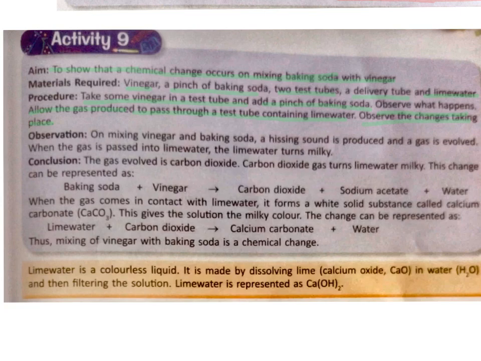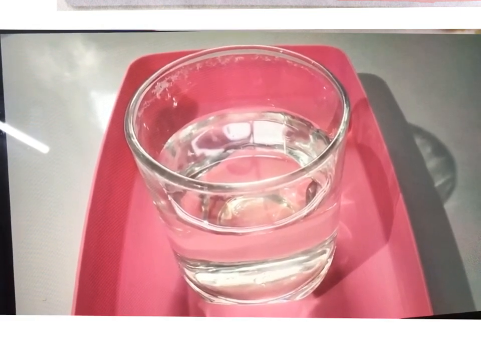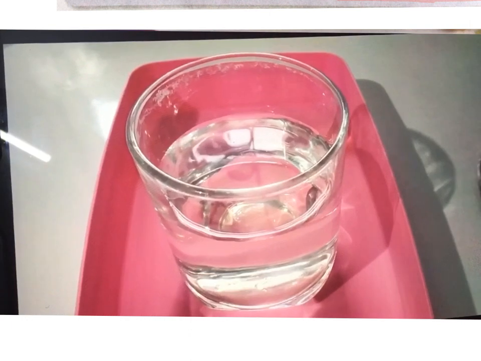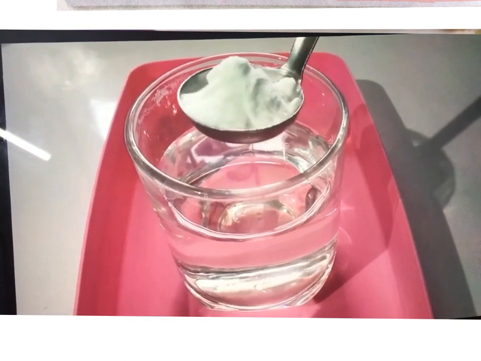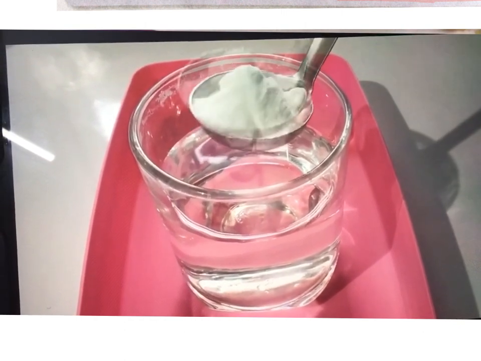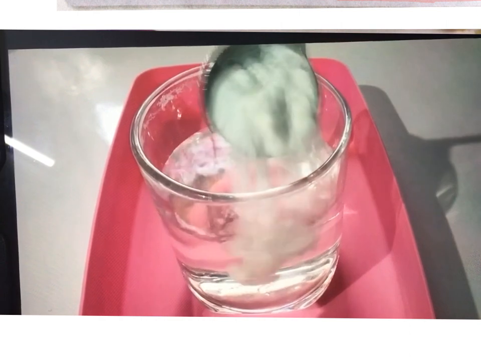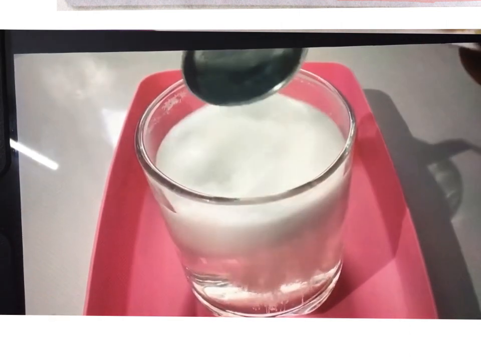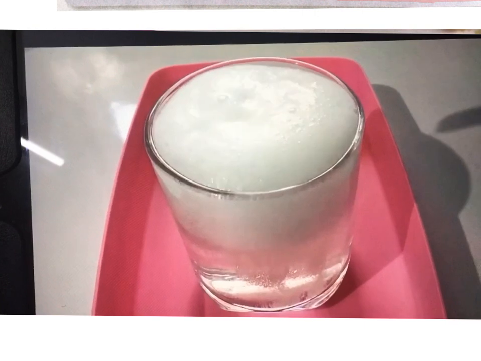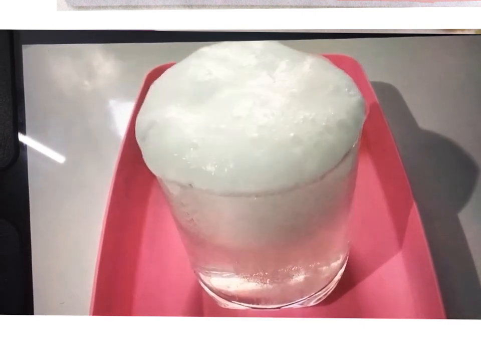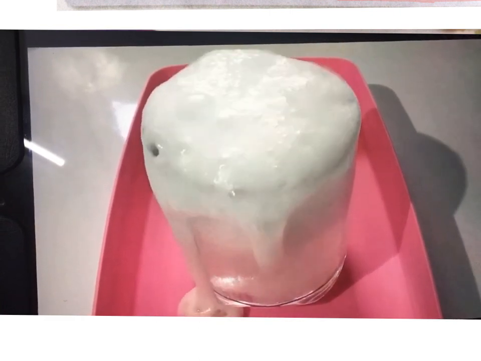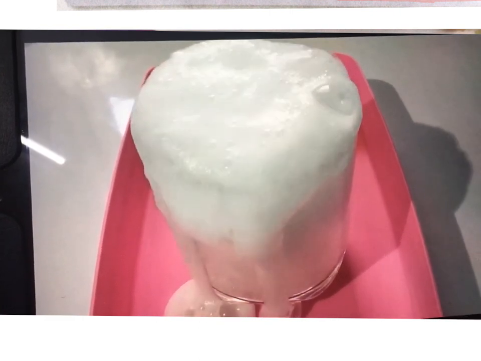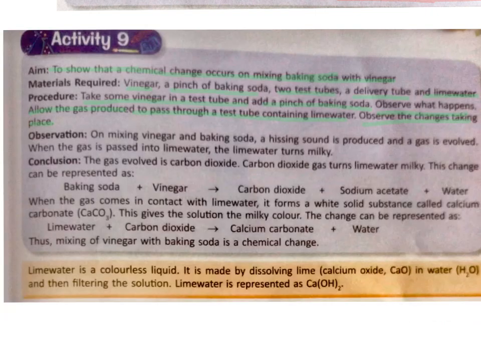For this, we will look at a video. We take a glass and add some vinegar to it. Now we'll put baking soda to it. Please observe carefully. A gas starts coming out with a hissing sound. This gas is carbon dioxide. I hope that activity helped you a lot.